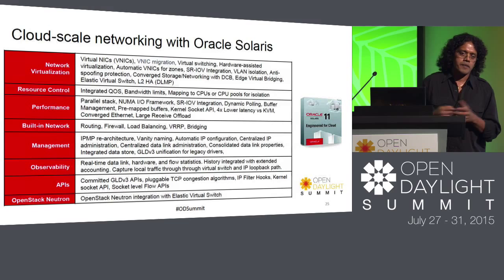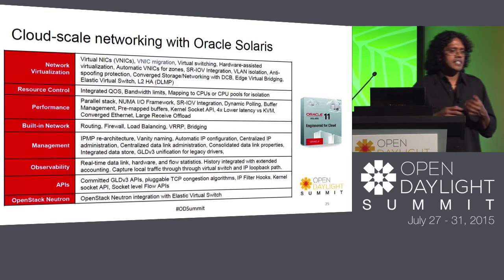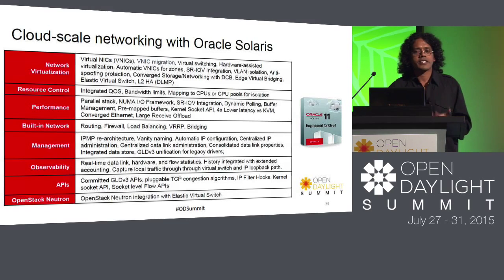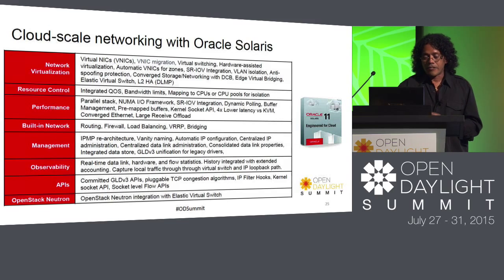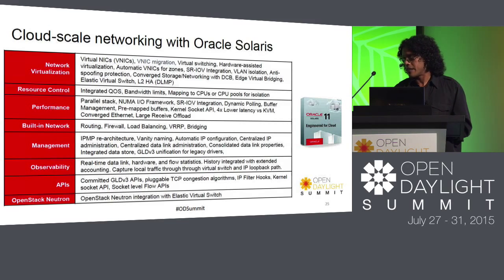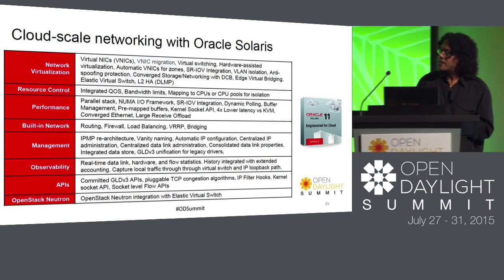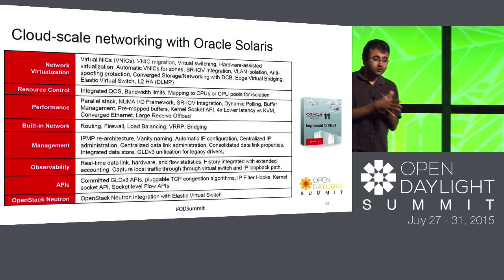Solaris also, and this is the reason why we are talking about SFC on the edges, already supports built-in network services like firewalls, load balancers, VRRP, bridging, and so on and so forth. And we also integrate well with Neutron, and Girish can maybe talk a little bit about that. Sure.